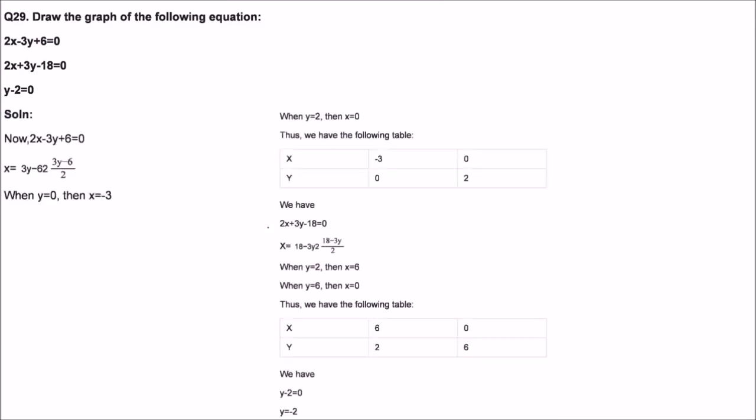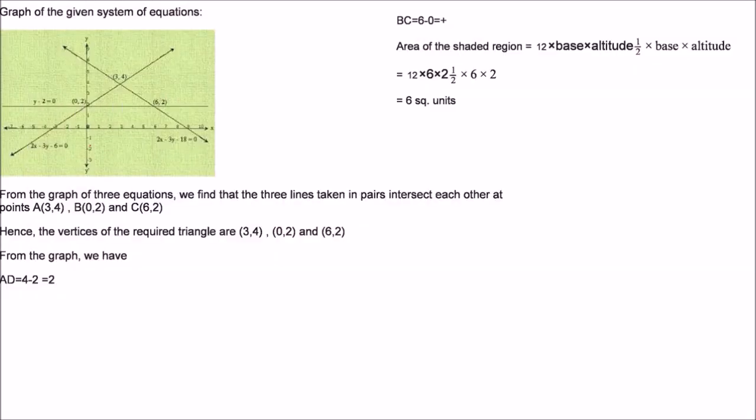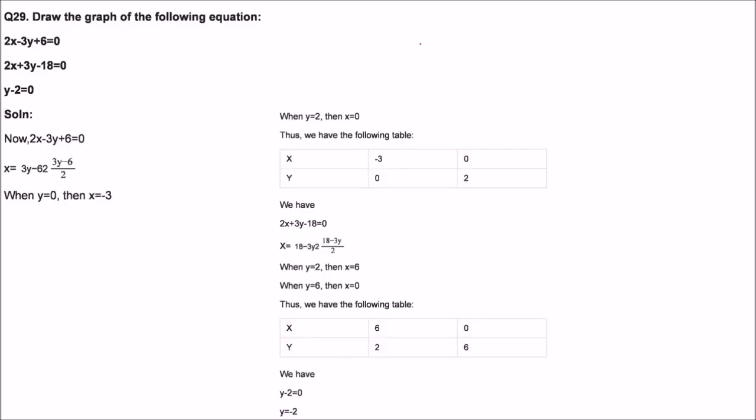Next is to draw the graph. So we can just make the lines and draw the graph. This is the graph. Now we have to find the area. How to find the area? The thing is that these are three lines. One line will be this one, the other line will be this one, and the third line will be this one. So now we have to find the area of a triangle like this.